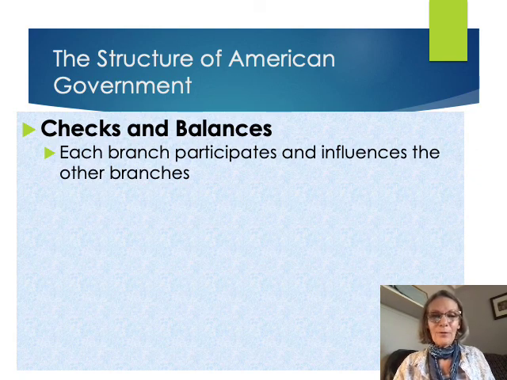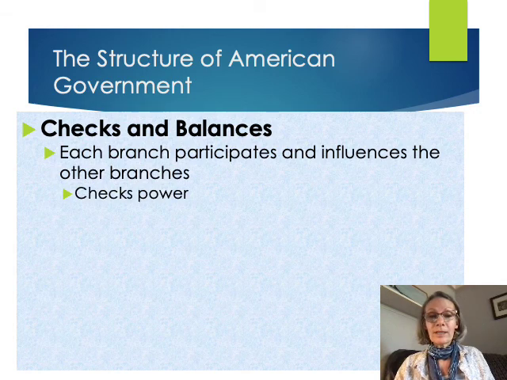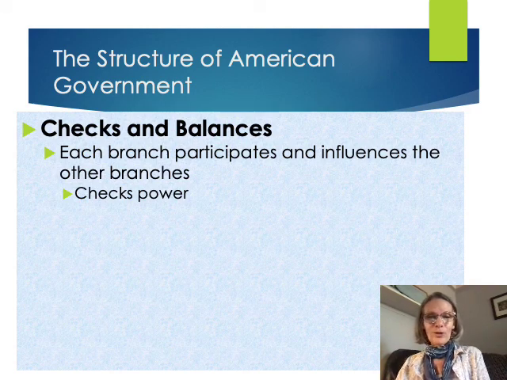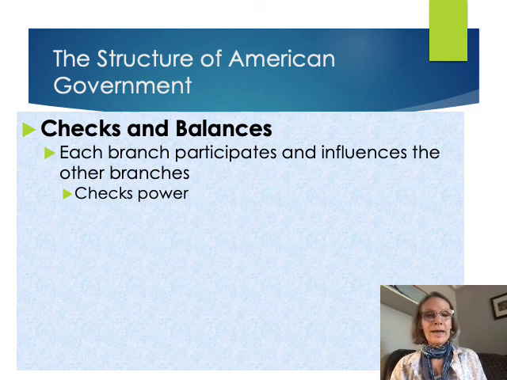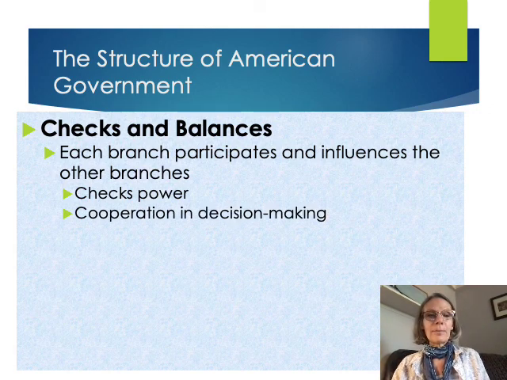But the framers thought it was essential that we make sure that branches had to work together cooperatively, because they felt that if there was cooperation and oversight, that would bring us closer to laws that would benefit everybody within our nation. So each branch participates and influences the other branch by checking its power and providing some oversight, but they also cooperate in decision making.